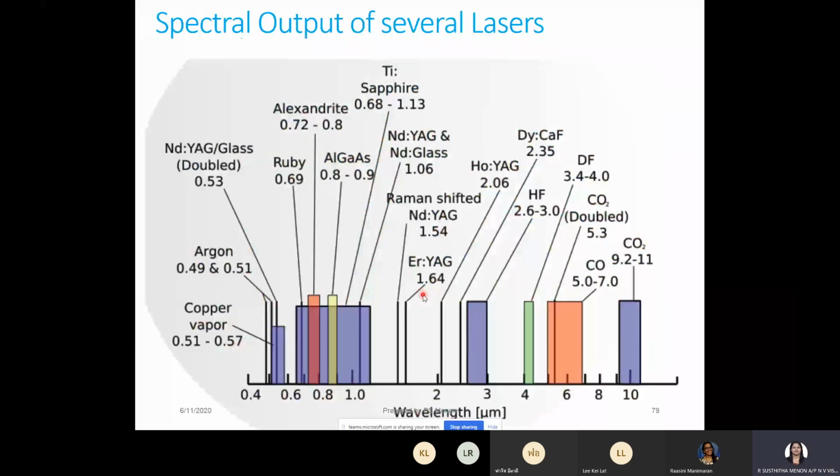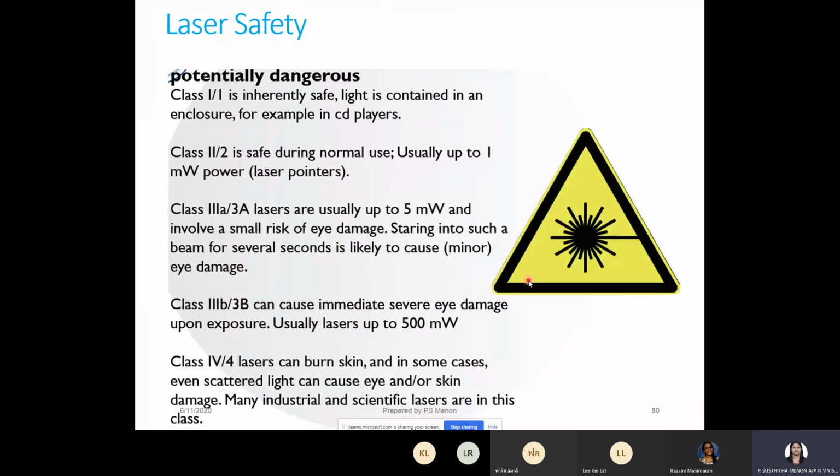Spectral output of several types of lasers. Basically, semiconductor diodes are here, semiconductor lasers. Different types of lasers will have different wavelengths, from visible right until infrared, and also in ultraviolet as well. Here mostly are gas lasers, carbon dioxide laser, carbon monoxide, and so forth. Different types of lasers. Laser safety.